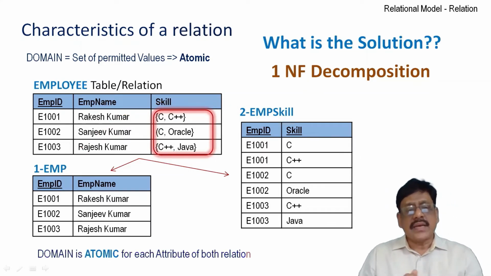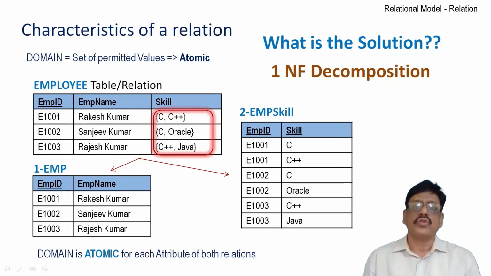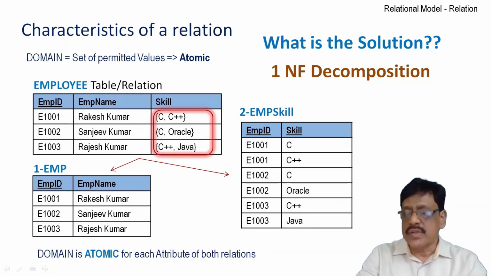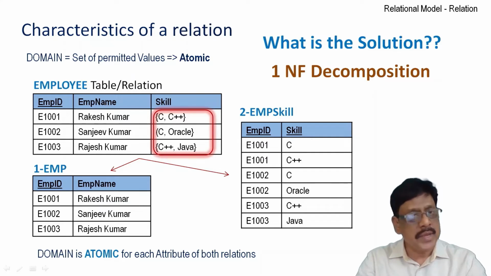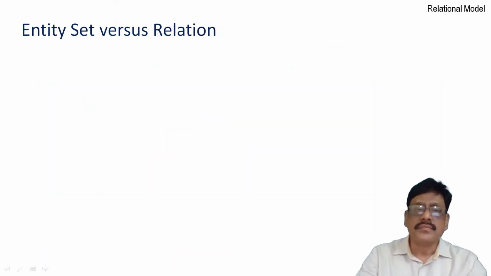Now the domain is atomic for each attribute of both relations. So in that way, this relation satisfies our characteristic that the intersection of each row and each column must contain a single value or possibly a null value.